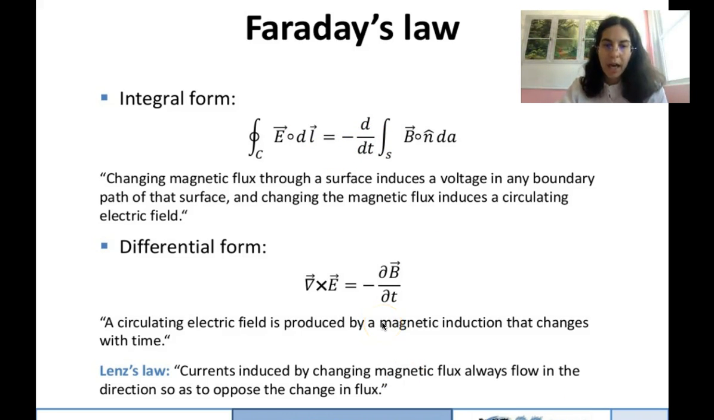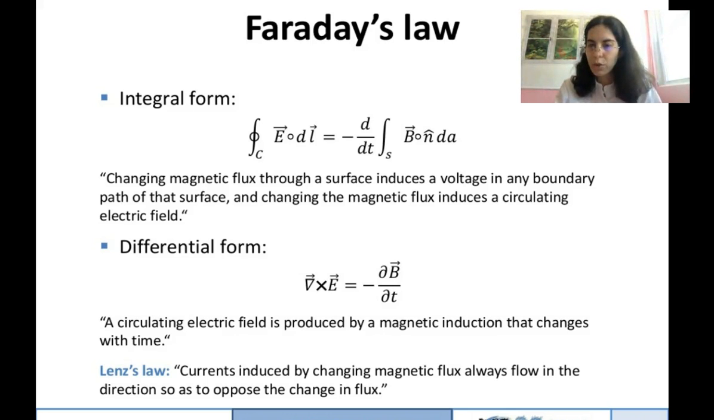You'll see this in differential form. Here is the curl of the electric field. What's the curl? It's negative dB dt, opposite of the change in the magnetic field over time, such that the currents induced by changing magnetic flux always flow in the direction so as to oppose the change in flux. This is what we said last year. The new field tries to return the system to its original state. We called it sort of like electromagnetic inertia.